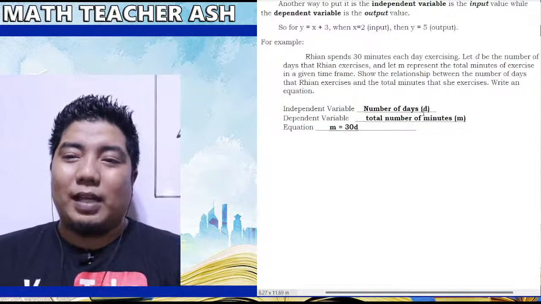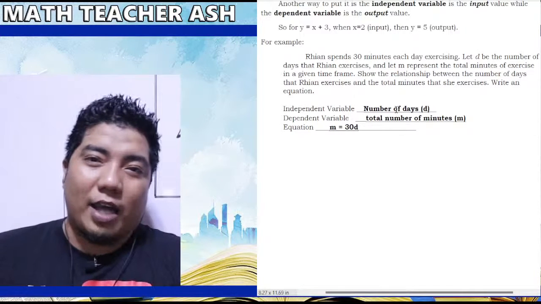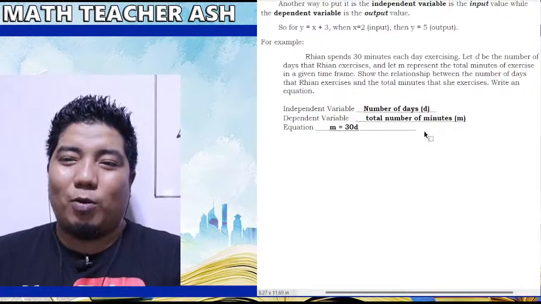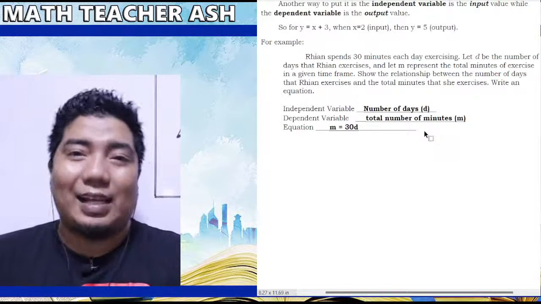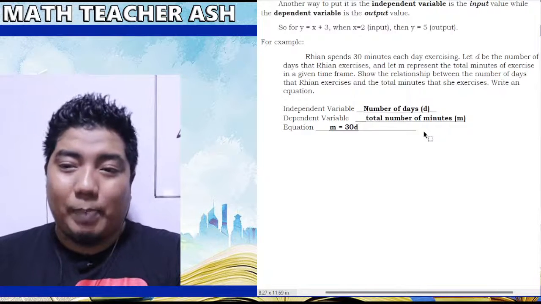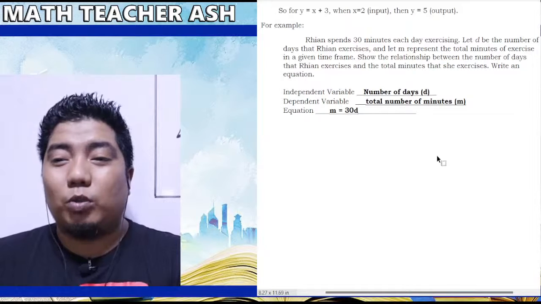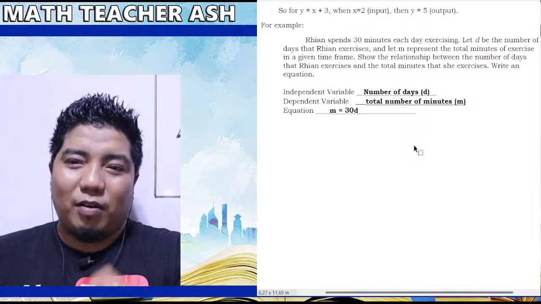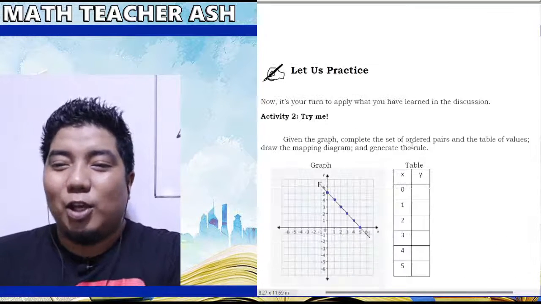Of course, magdedepende sa number of days ang number of minutes. Kasi kung ngayon, ayaw ni Rian mag-exercise, so yung number of minutes niya, kukulangan din. Pero kung mas marami namang number of days na mag-exercise si Rian, of course, tataas din yung number of minutes niya. So, basically, the number of minutes is dependent on the number of days. So, we have here the equation, M is equal to 30D, because 30 minutes ang number of minutes per day ni Rian mag-exercise. Alright. So, we have here, let us practice.